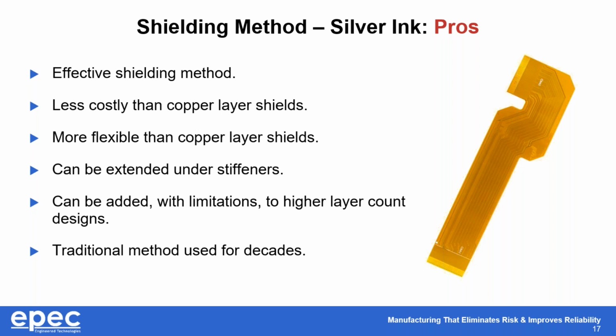It can be added with limitations to higher layer count designs. By that, I mean 2, 3, 4-layer flex. Again, you're adding additional cover layers on both sides and the silver ink. So there is an increase in the thickness of the flex circuit, which again is going to be detrimental to its flexibility and bend capability. And it's definitely the traditional method. This methodology has been used for decades.